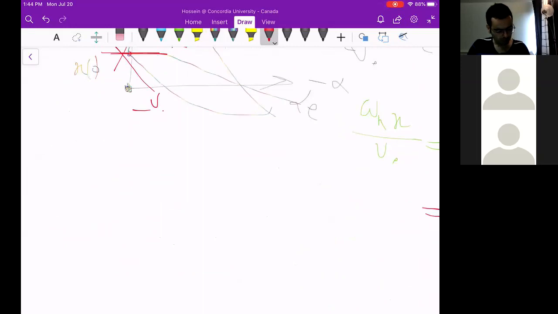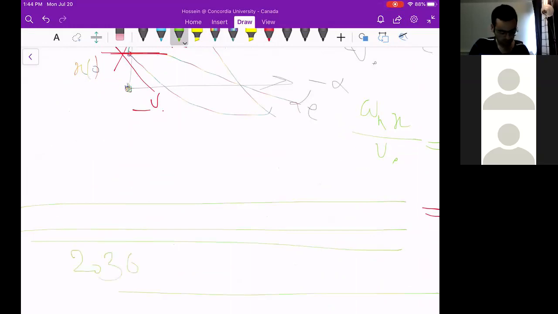So we are done with problem 2.36. Three different cases, the response of the system. And deriving the equation of motion is very important.